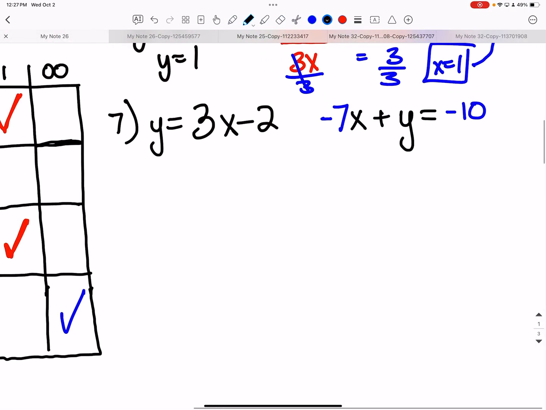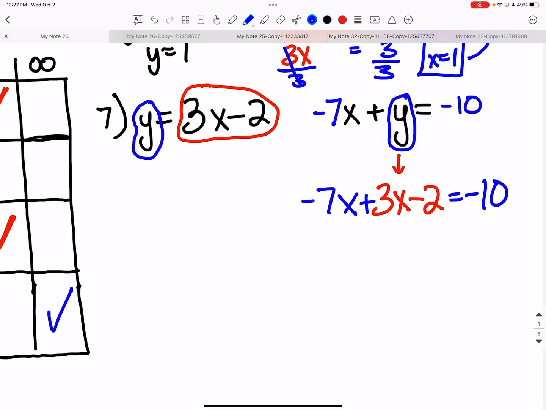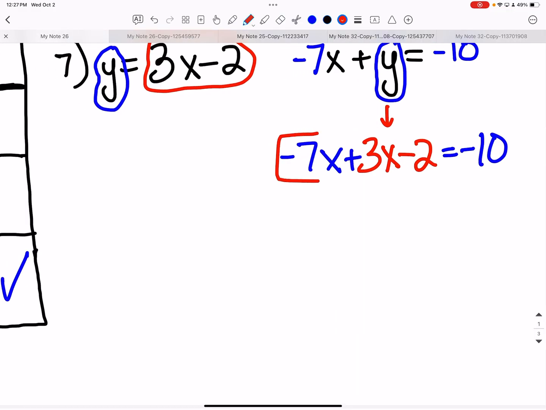Number 7, let's see. Here's hi. Here's hello. So over here, I'm going to take hi out of this sentence and replace it with hello, 3x minus 2. Negative 7x plus 3x minus 2 equals negative 10. Okay. I've got too many x's in this room, so I've got to clean the room. Negative 7 plus positive 3 is negative 4x's, minus 2 equals negative 10.